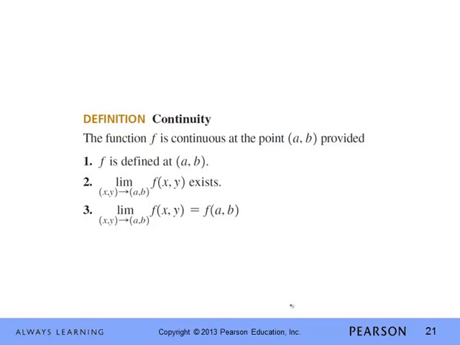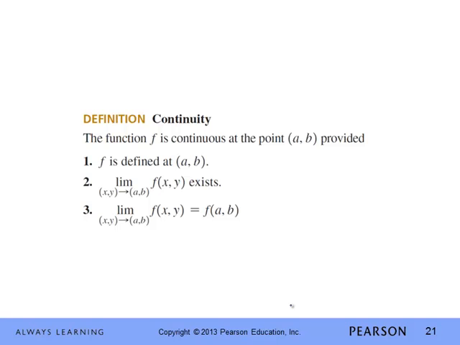You'll have a question like this on the homework too. What three conditions must exist in order for a function to be continuous at a point? There they are. So, look, the first two conditions could exist and still it's not continuous.